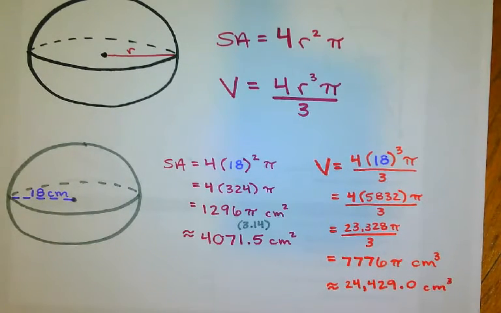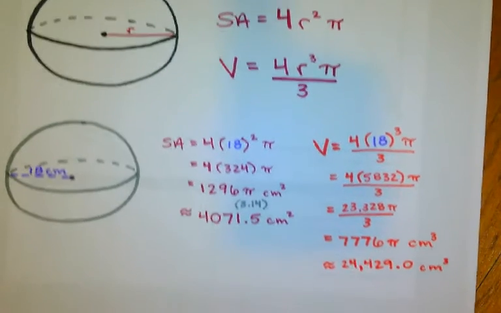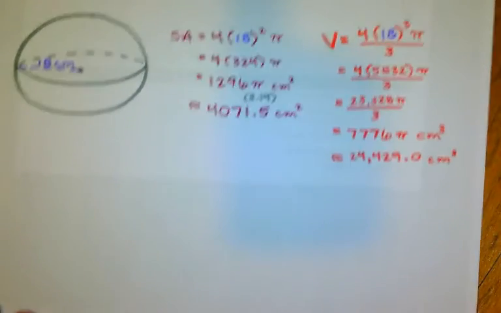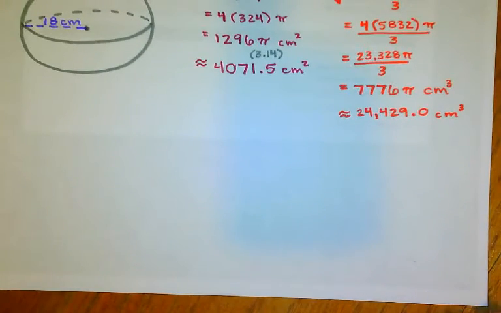Alright, so there we go, surface area and volume of a sphere. We're going to do a couple more examples just to get the hang of it, make sure we're good to go. Alright, so I'm going to draw another example down here.